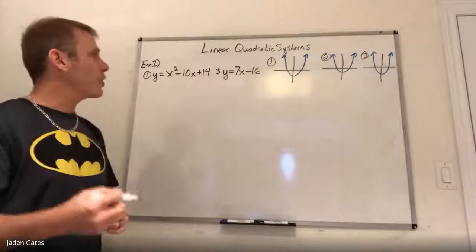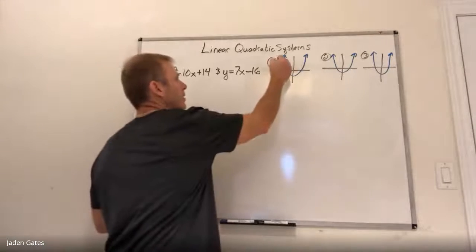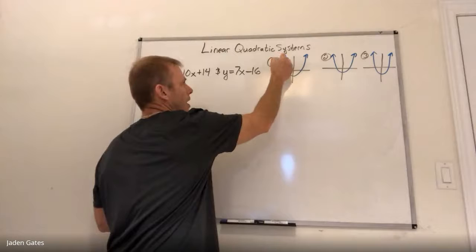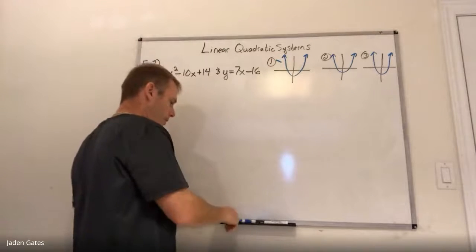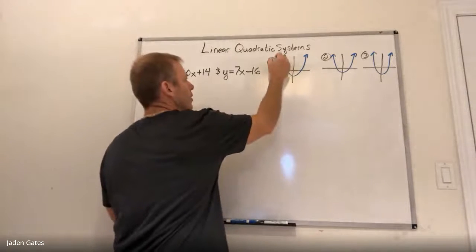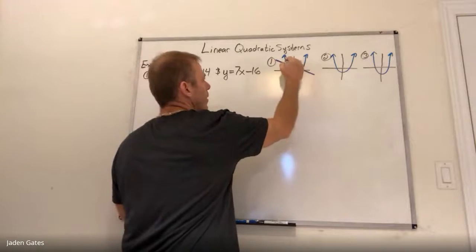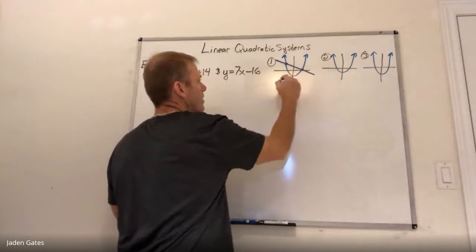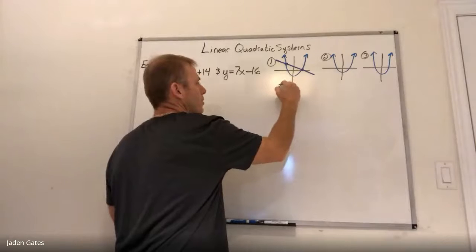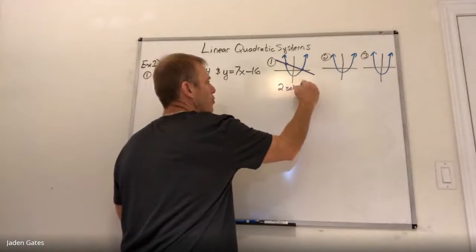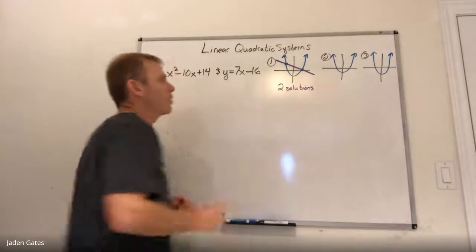Now, the first situation, if I add a linear line here, so the blue line here is a quadratic. Whoops, how do I get my purple here? There we go. So here's a linear line. And what can happen is the line hits in 2 spots. So we have 2 solutions or 2 points of intersection.